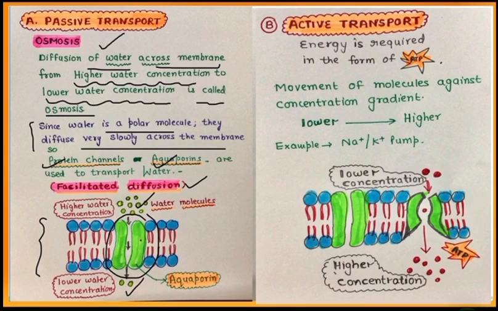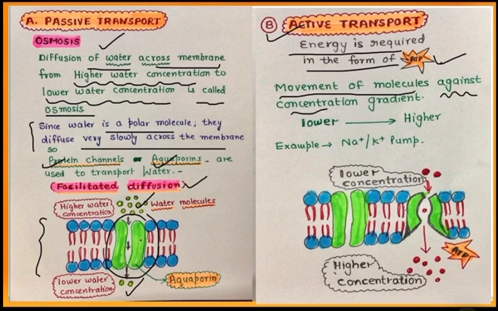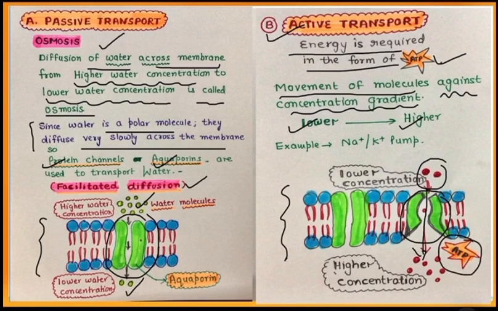Now come to the second type of transport, that is active transport, where energy is required in the form of ATP. Here the movement of molecules takes place against the concentration gradient, means these molecules move from lower concentration to higher concentration and require ATP as a source of energy. See this diagram. This is again a special type of protein channel which allows the movement of molecules from lower concentration to higher concentration by using ATP. This type of movement is called active transport. An example of this is the sodium potassium pump, which allows the movement of sodium ions and potassium ions across the membrane. So that's all for today.